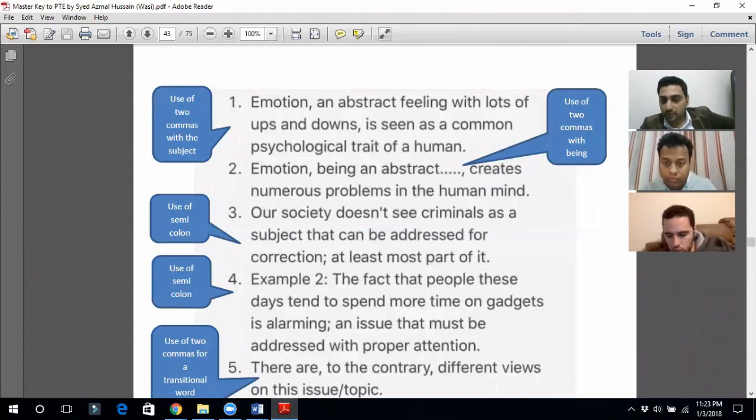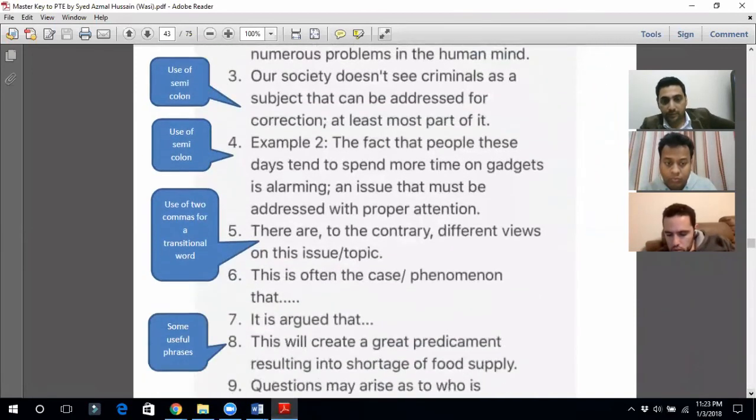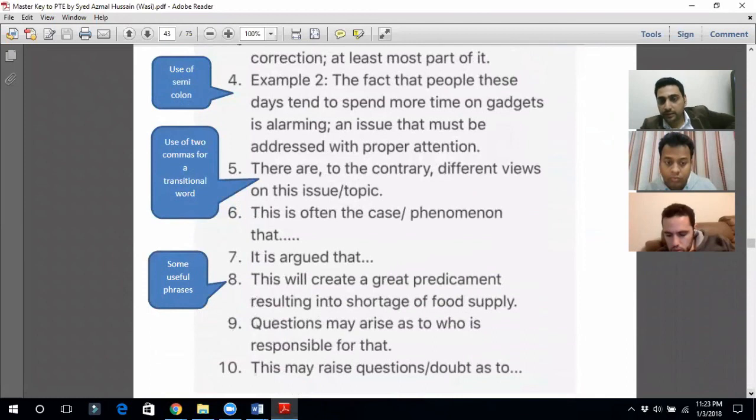All right, so number 5 is an interesting expression. Like whenever you use transitional words like however, in addition.